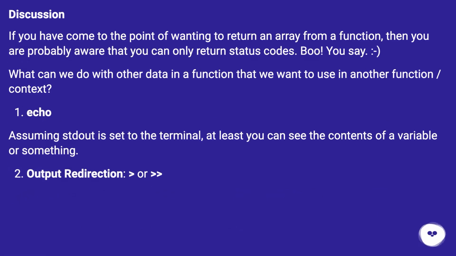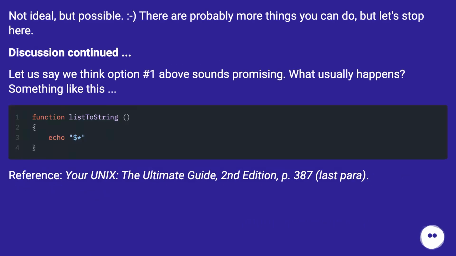Discussion. If you have come to the point of wanting to return an array from a function, then you are probably aware that you can only return status codes. Boo, you say. What can we do with other data in a function that we want to use in another function or context? Echo. Assuming stdout is set to the terminal, at least you can see the contents of a variable. Output redirection, poor. Not ideal, but possible. There are probably more things you can do, but let's stop here.